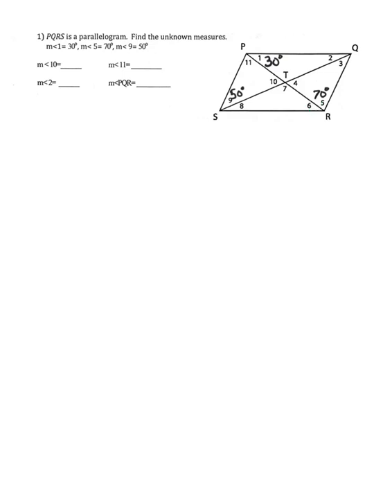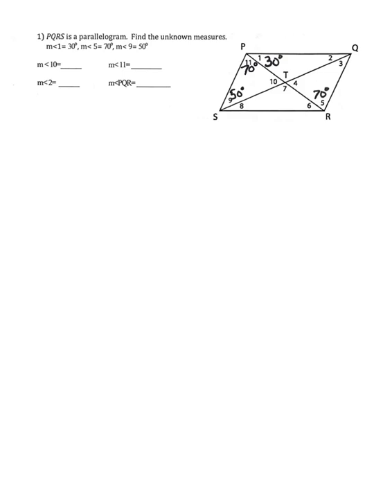I will know that angle 11 is also 70 degrees because they are congruent based on being alternate interior angles. I've got QR and PS are parallel. This is the same as a transversal going through two parallel lines. So angle 5 and angle 11 are alternate interior angles, which means that angle 11 will be 70 degrees.